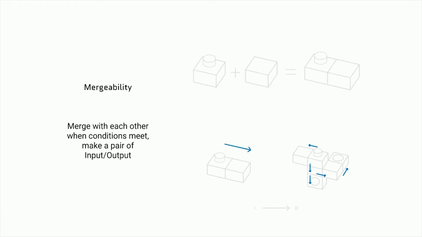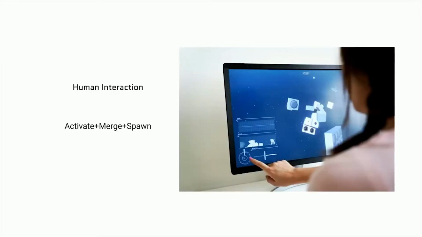The merged automata will follow the input-output pair. For example, when the input is activated, it will also activate its output automata. In this way, the activation signal will pass down to the last output, just like a nervous system. On top of these rules, human users can also do all of them, like manually activating the automata and merging them.